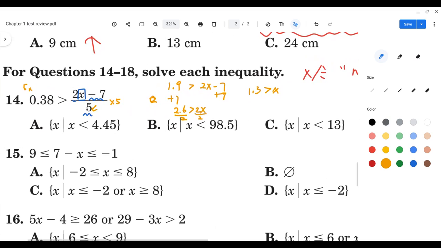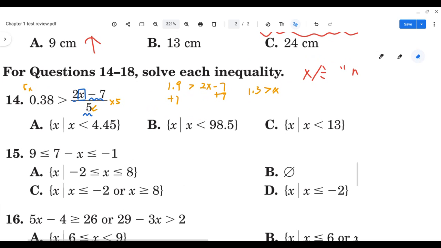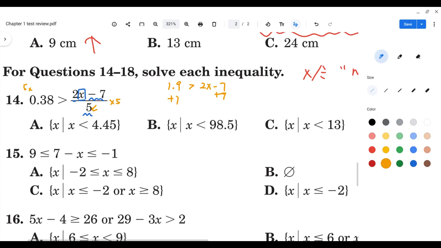Oh, shoot. Sorry. It's plus 7. My bad. See what sickness does to me? So plus 7. I thought it was plus 0.7. So plus 7 is 8.9 larger than 2x. So x is actually 4.45 is larger than x. Okay, so it's A.